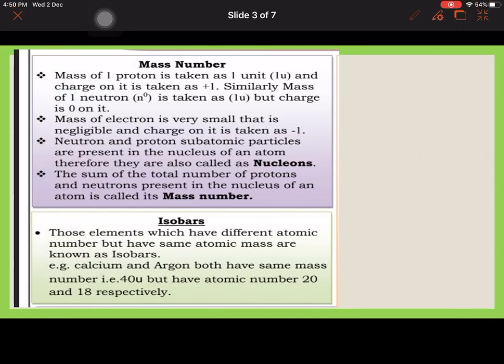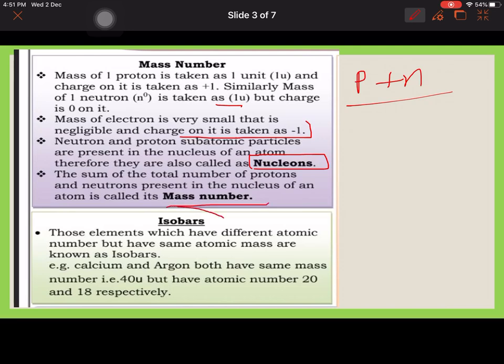So what is mass number? As we discussed, mass number is P plus N, that means proton plus neutron. Mass of one proton is taken as 1 unit and charge on it is taken as +1. Similarly, mass of one neutron is taken as 1 U, but charge is 0. Mass of electron is very small, that is negligible, and charge on it is taken as -1. Therefore neutron and proton subatomic particles are present in nucleus of an atom, therefore they are called nucleons.